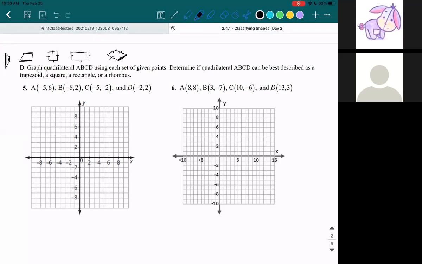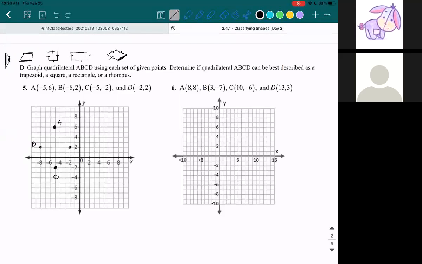All right, let's take a look at graphing all of this. So we have -5, 6. So that's my A. And then -8, 2. That's my B. C is -5, -2. And then D is -2, 2. Okay, so let me connect all these points.